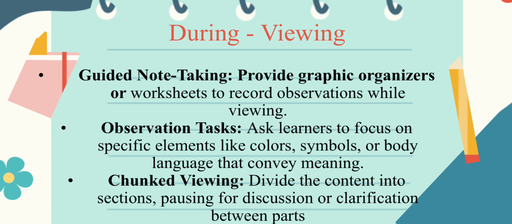For instance, ask the students to pay attention to specific elements in the visual, such as colors, how different colors evoke different emotions, symbols, recurring motifs or imagery, or the body language, how people are positioned, their facial expressions or gestures, or lighting, bright versus dim lighting to suggest mood.